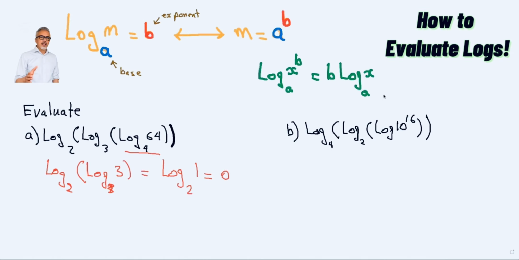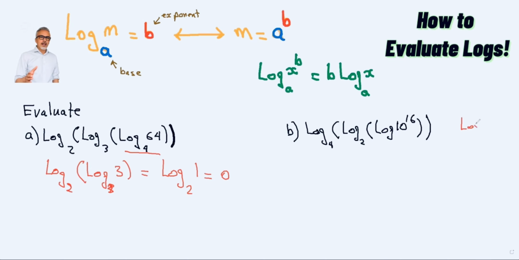Now, with this here, we want to find out what this is first. So now, I just introduced another rule in logs. If you have log base a of x to the power of b, you're allowed to bring the b down and put it in front of the log. So I'm just going to take this on the side and solve it.